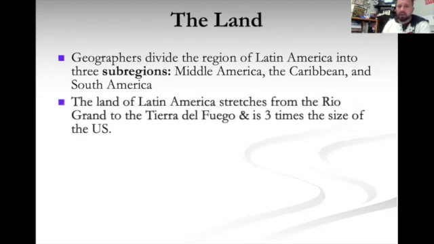The land of Latin America stretches from the Rio Grande, which is the border of Mexico and Texas, all the way down to Tierra del Fuego. It is literally 3 times bigger than the United States. Fun fact, Tierra del Fuego means the land of fire. It's a cool thing. It talks about all the volcanic activity. So if you're wondering what in the world Tierra del Fuego means, that's it.